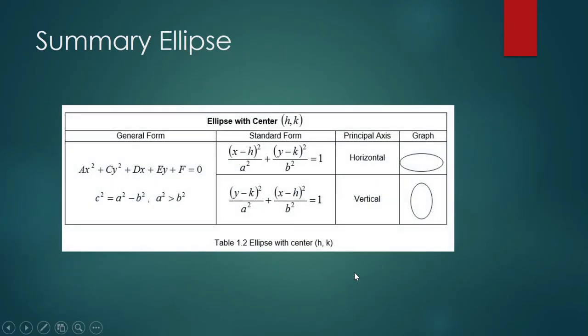Okay, so I will now show you our summary for the ellipse. General form, and then we have two classes or sets of equations for the standard form. A squared, by the way, is always greater than b squared. So when the larger denominator is below x, our principal axis is horizontal. That is the shape, or the orientation, of our ellipse. When a squared is below y, our principal axis is vertical. And this is the relationship between c squared, a squared, and b squared: c squared is equal to a squared minus b squared.